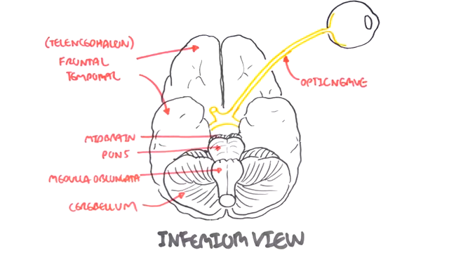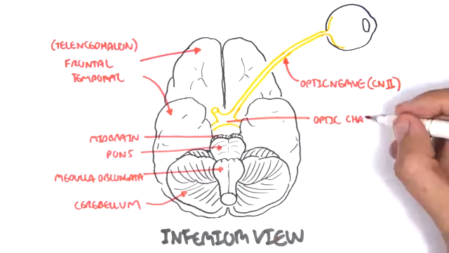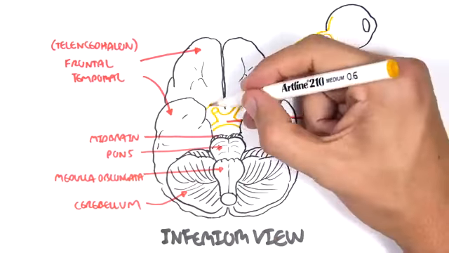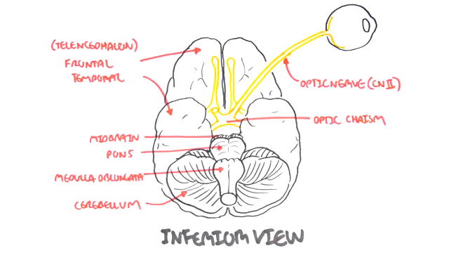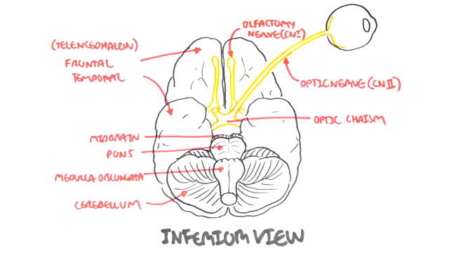Some other important structures which can be seen from here are your optic nerves, which is cranial nerve number 2. And this sort of branches off the optic chiasm. And under these structures, you can find the long olfactory nerve, which is your cranial nerve number 1, your smelling nerve. It is a sensory nerve.